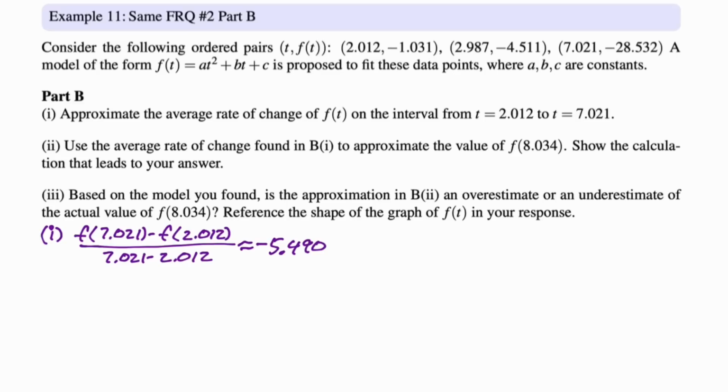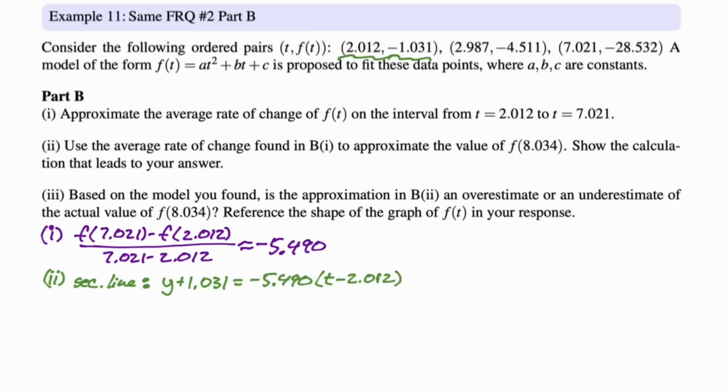For part 2, it's again, we're just going to use the secant line with a slope that is the average rate of change to approximate this value. So our secant line, you can choose whichever of the 2 points you want. I'm going to choose the first one. Sometimes they will specify which point you have to use. If they said like the average rate of change and the value of m of 7.021, you would have to use the point 7.021, negative 28.532. That would be like a setup type of point. You'll get the same numerical value either way, but you got to do what they ask you to do.